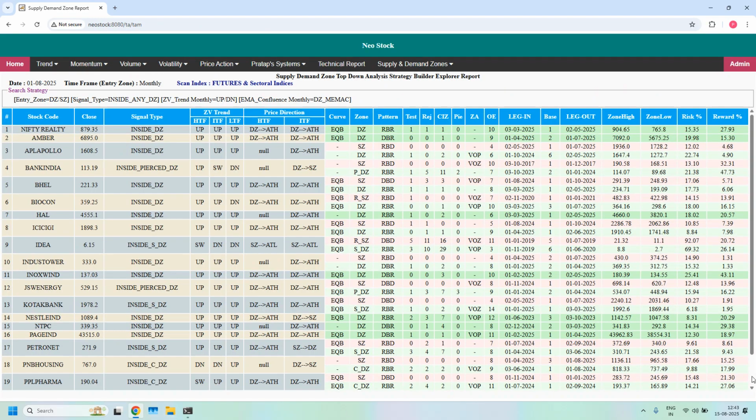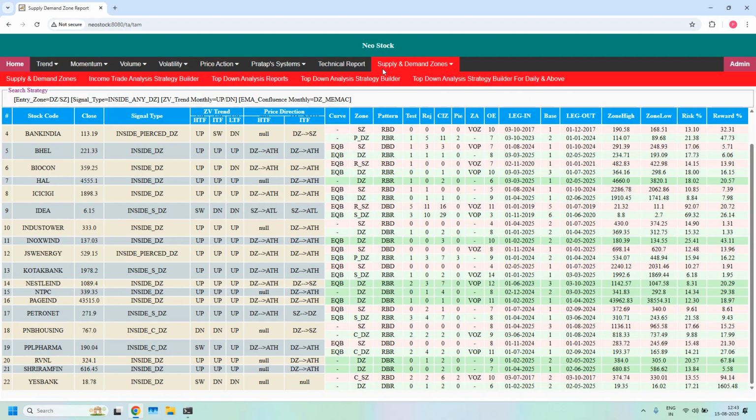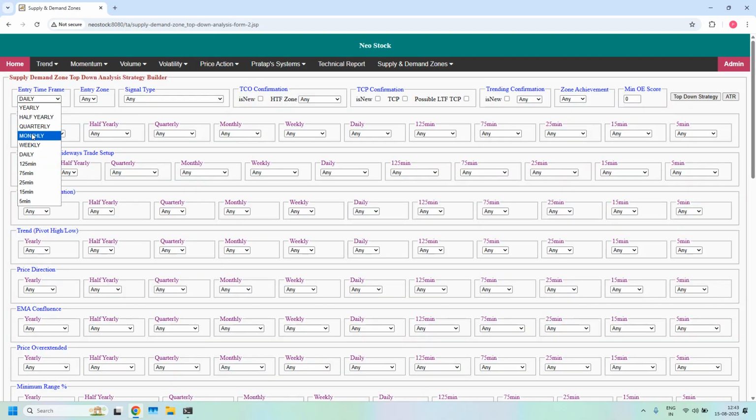Now the list is reduced. First 19 stocks in the list. Scrolling the list down. So total 22 stocks are filtered. Okay, next price closed inside the monthly supply zone.